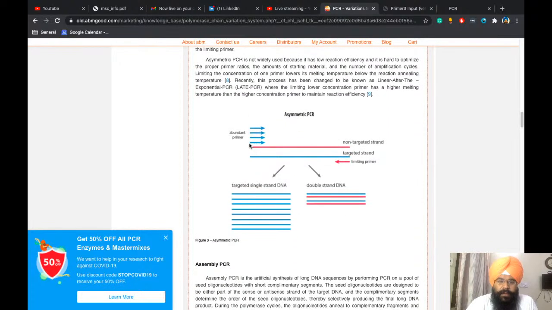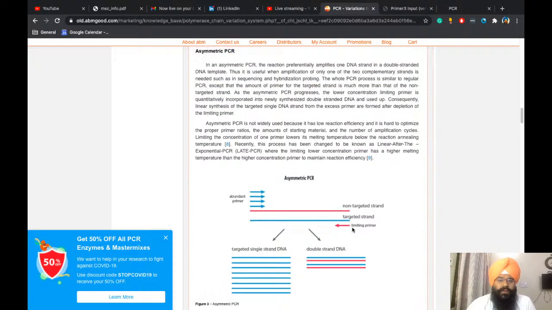So you have abundant primers, non-targeted strand, targeted strand, limiting primers on this side. So target strand DNA. So okay, we have asymmetric, so it's not symmetric. On one side primers are abundant, on the other side there are fewer primers. So you have target single-stranded DNAs like in this case, and you have double-stranded DNA. So you have a mixture of both in that case.